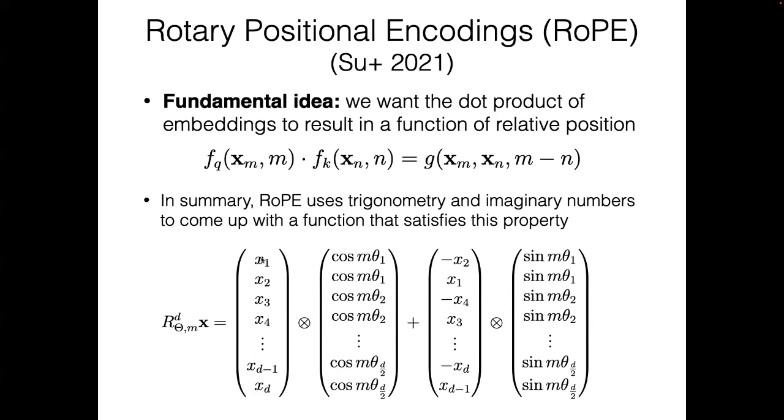What you have is some vector, and it'll be d dimensions. And then your embedding will be this thing here. So it involves these cosines at different frequencies, and it involves these sines. And what the authors show is that this function here actually satisfies this property. So when you take the dot product, you get something that only depends on the relative position.